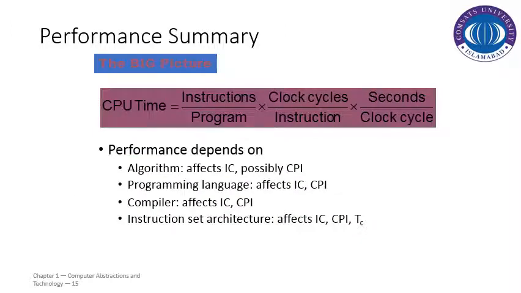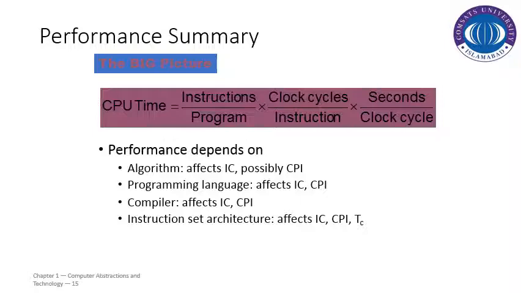So in order to summarize the performance, basically CPU time depends upon the number of instructions we have in a program, multiplied by cycles per instruction, or the average number of cycles we take to execute that particular instruction, and then the clock rate or clock cycle time.